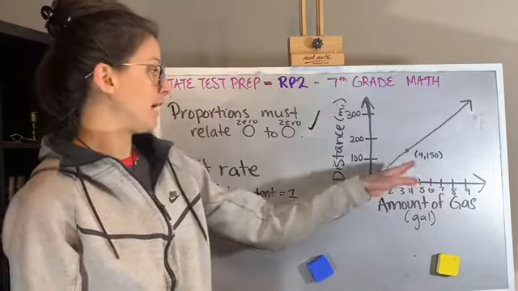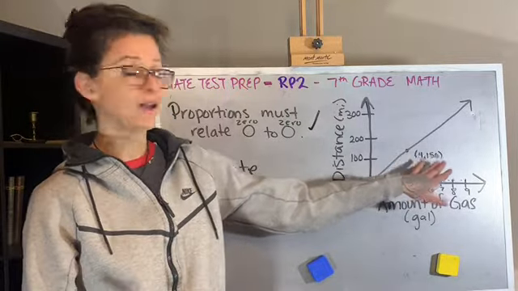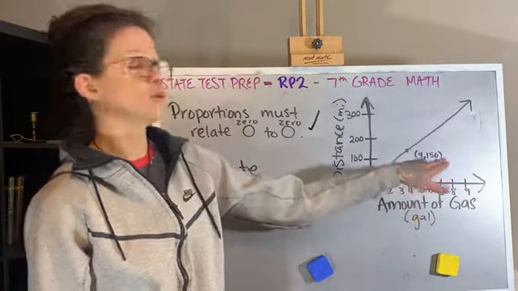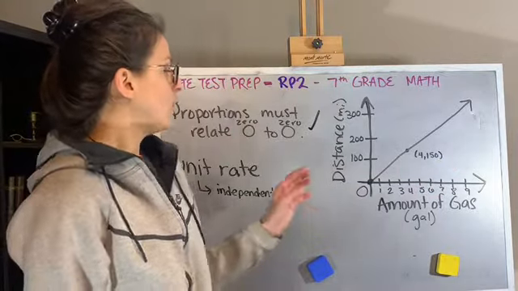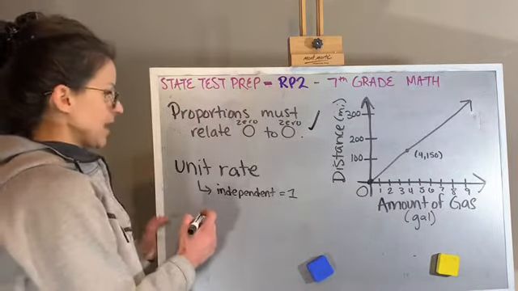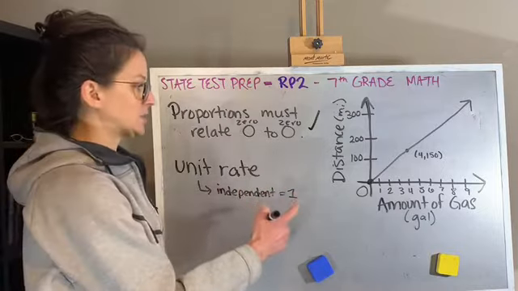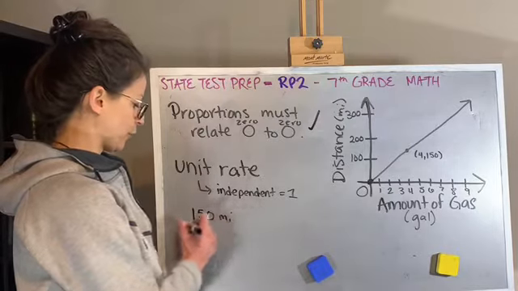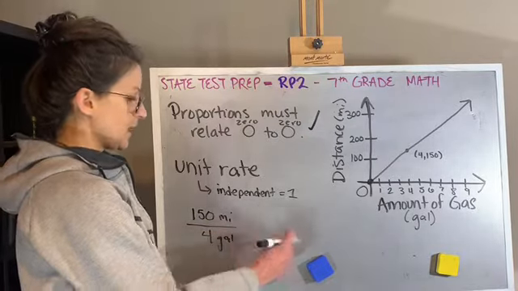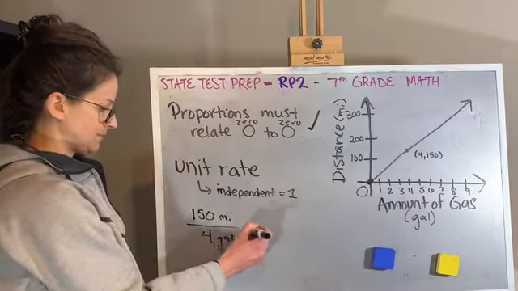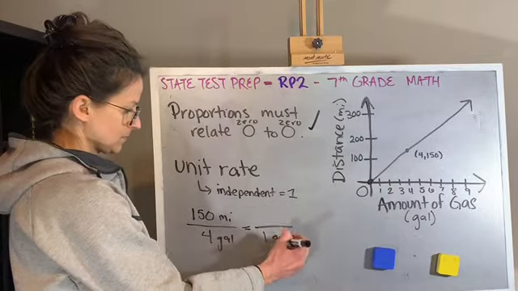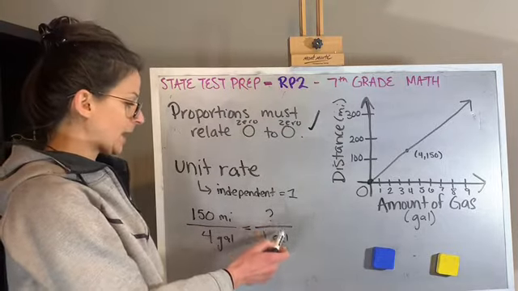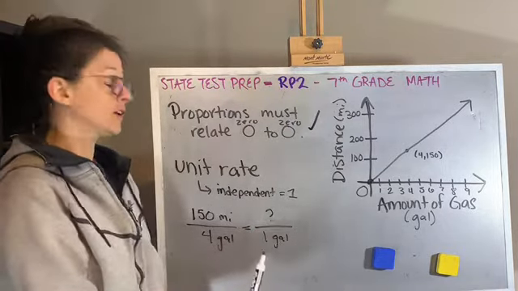Looking at this graph, we have information about 4 gallons to 150 miles. So what I need to think about is, how can I get the unit rate from that information? Well, I know that 150 miles per 4 gallons, I can set up a proportion where I'm missing the number of miles. So how can I isolate the question mark or the variable?